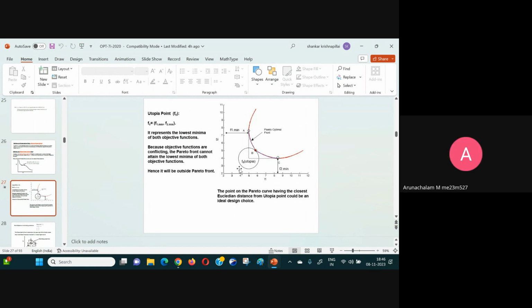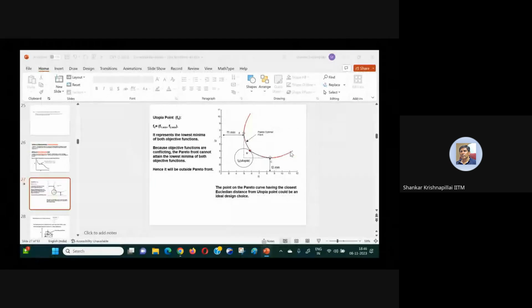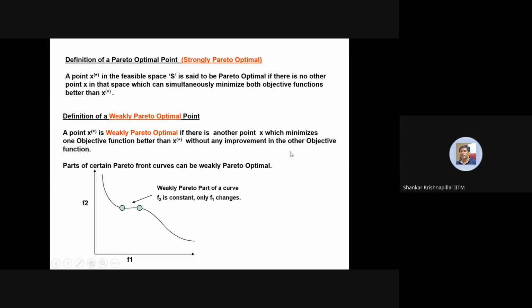Sir, what can you do for a weak Pareto optimal point? Can you go to the previous slide, sir? Okay, let me make it full slide. What will we do for a weakly Pareto optimal point? Then it will be difficult. Then I think you have to choose this point. Suppose you have x1, x2, you have to choose this point, since it has lower f1 than this one.